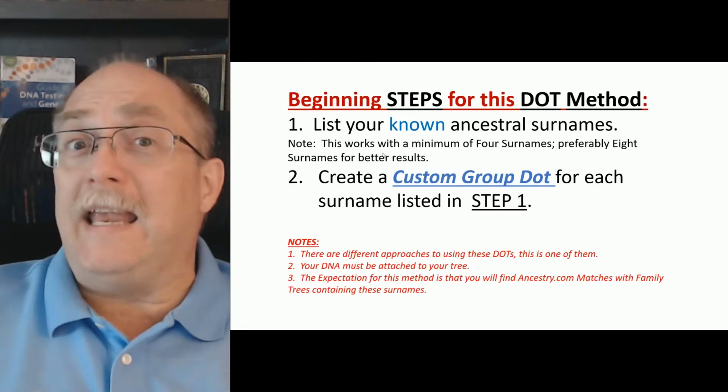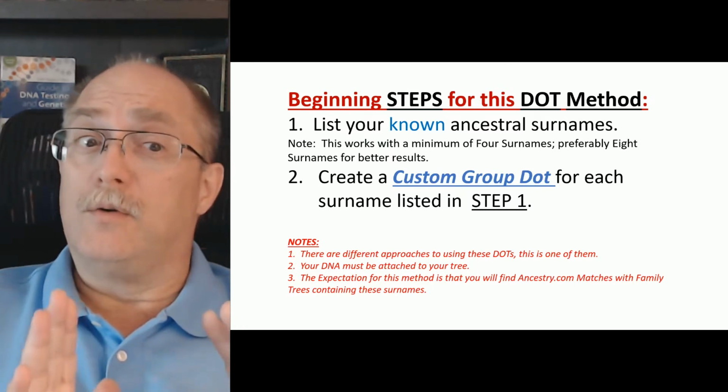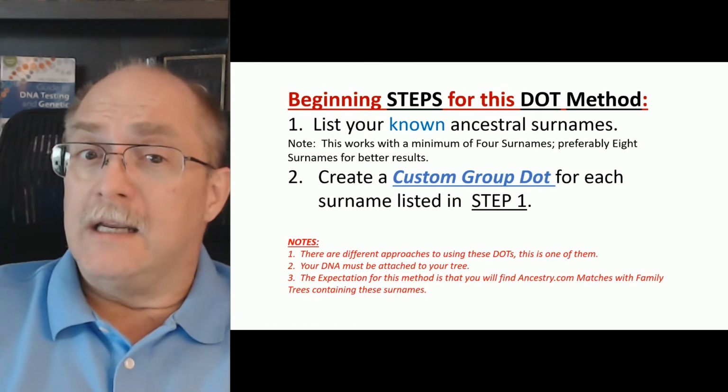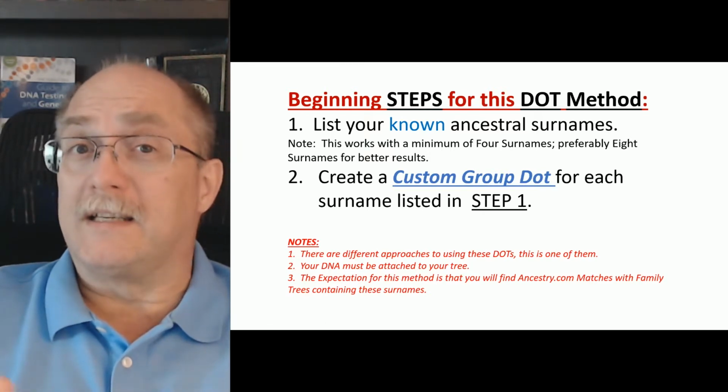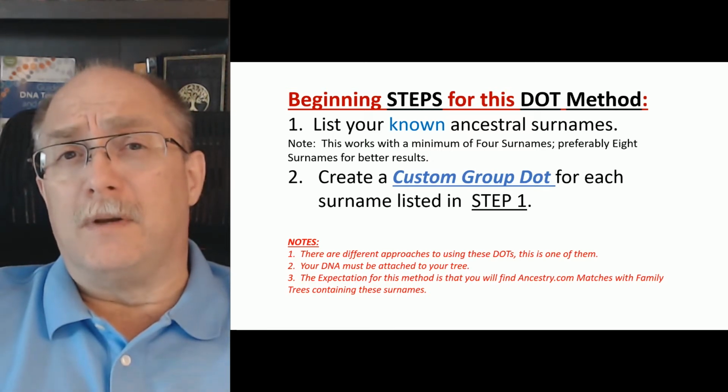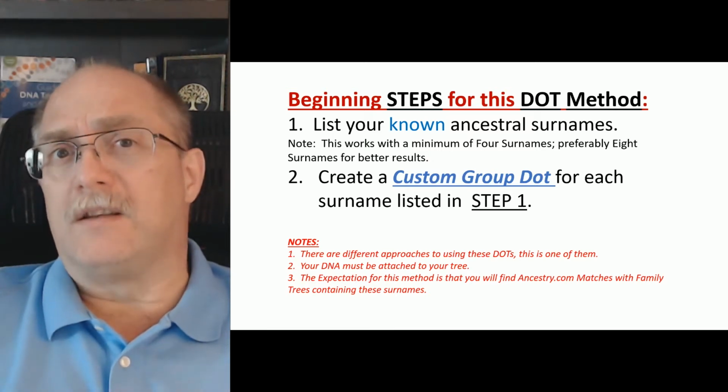So the beginning of this series, we're going to list our known ancestors. Preferably we have 8. You can do this with a minimum of 4, but this example is going to show 8. And we're going to create a custom group dot for each of the surnames above.